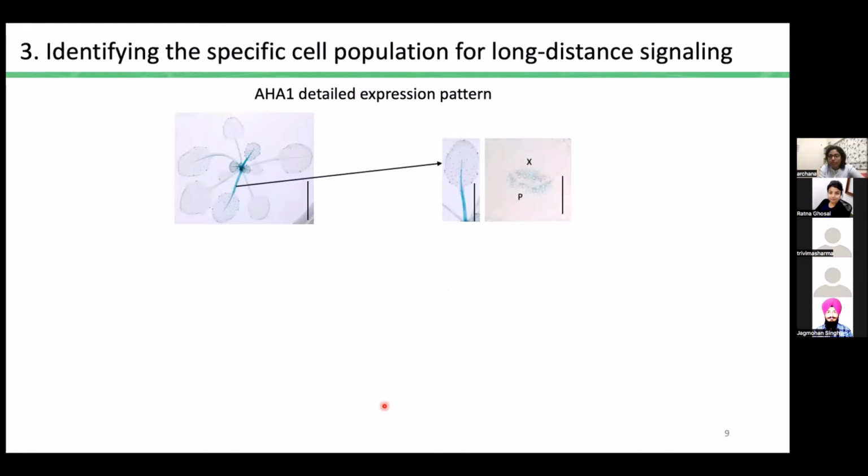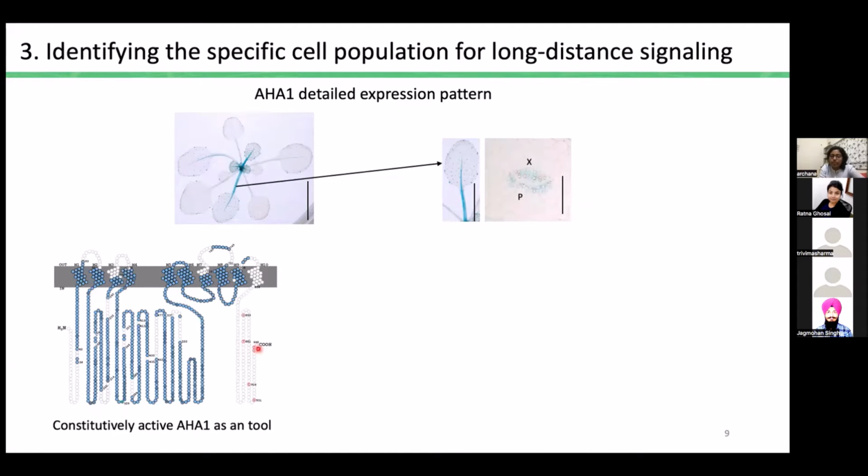When looking for this specific cell population, I found earlier that AHA1 genes are expressed in both tissue types of the plant, xylem and phloem cells. It is also known that this AHA1 protein has a C-terminus with several phosphorylation sites, and people think several environmental signals might be integrated at this C-terminus. So my approach was to truncate this C-terminus and make a constitutively active proton pump.